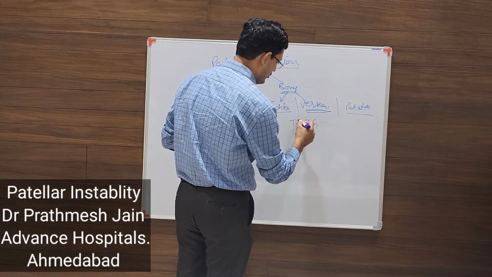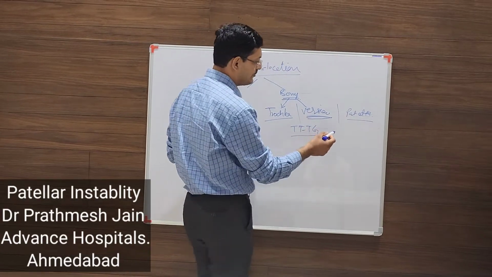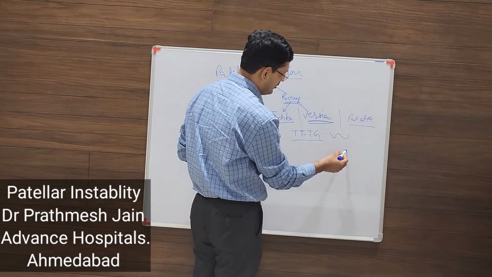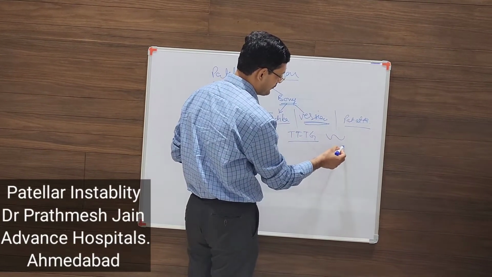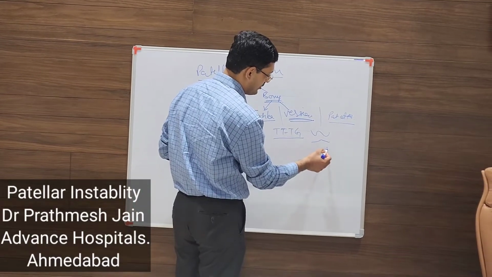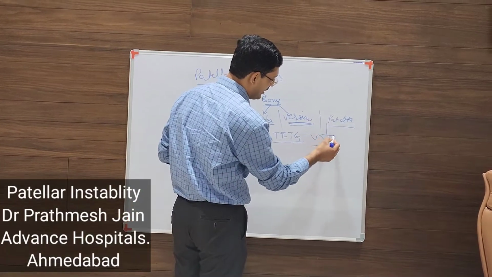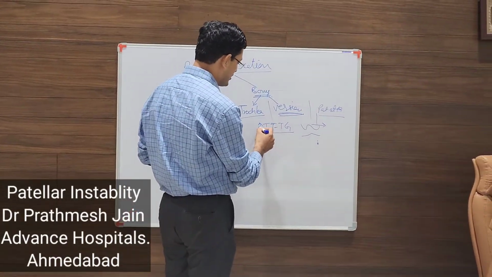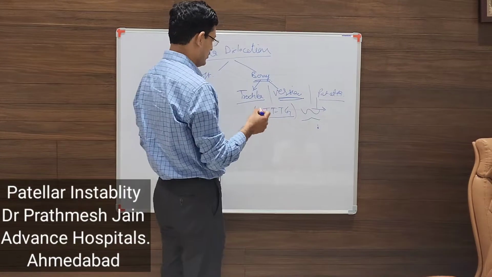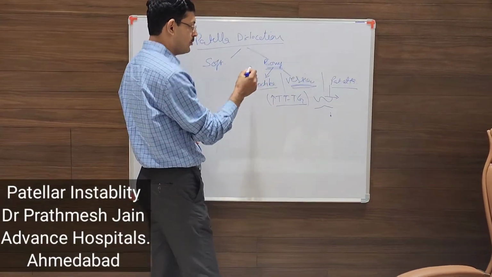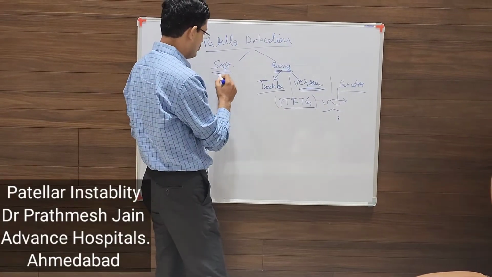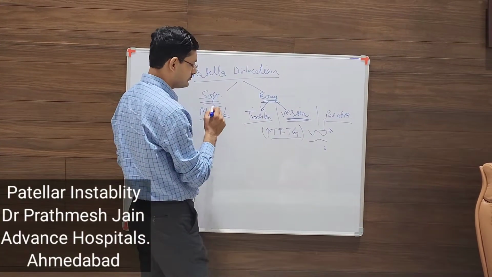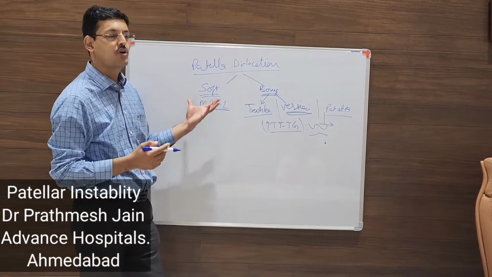Why is that important? If your trochlea is like this and the tibial tubercle is laterally here, then there is a lot of force acting laterally on the patella. So increased TTTG distance is a factor. Now in terms of soft tissue, that is the MPFL. So what is it? Have you seen it?